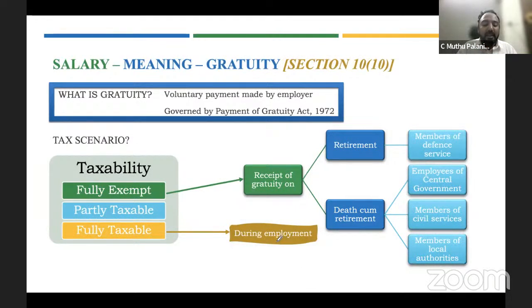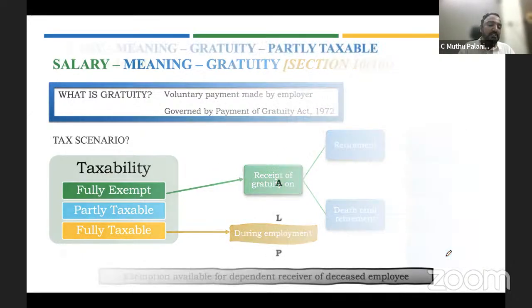When you say fully taxable, if you're receiving it during employment, it is fully taxable. When is it fully exempt? It is received either on retirement or death cum retirement, for members of defense service, members of central government, members of civil service, and members of local authority. So in these four situations, retirement or death cum retirement, it is fully exempt, 100% exempt. Whereas during employment, it is fully taxable. This is what we need to understand as far as taxability is concerned. In some situations, it is partly taxable.